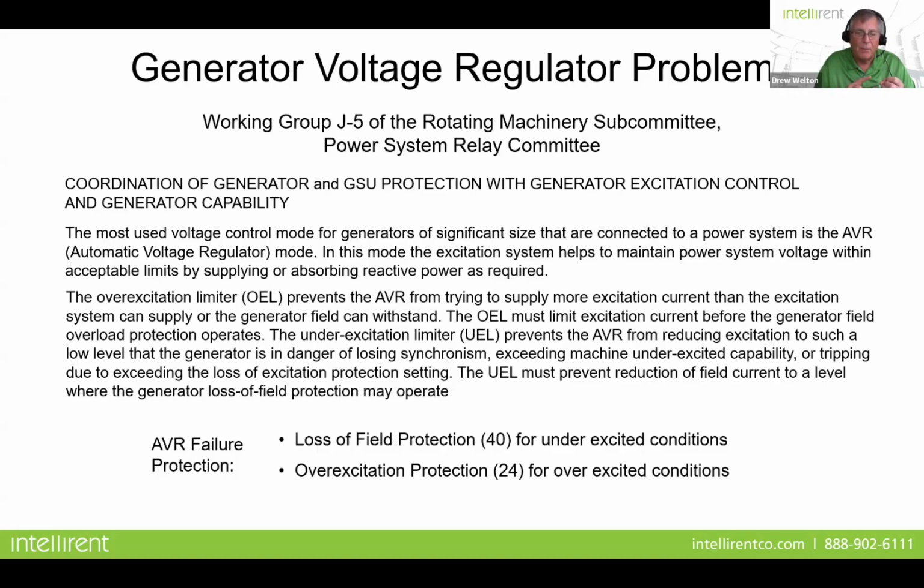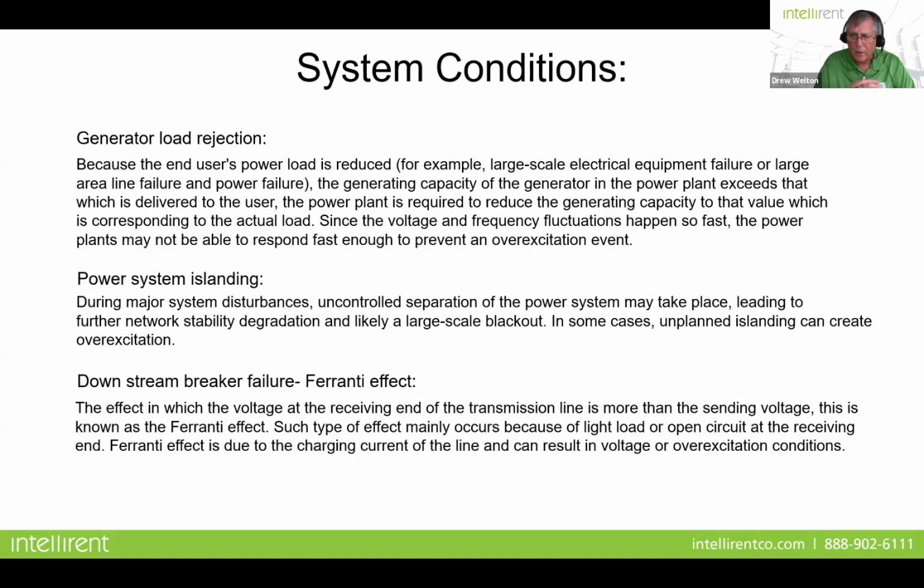We see underexcitation, which is your loss of field protection, and that's not something the transformer has to be concerned with. But then there's overexcitation, for overexcited currents, and the AVR, your automatic voltage regulator, can go haywire and create this situation. So again, this is something you'll usually see enabled on a GSU, but in EHV transmission systems, you may want to see volts per hertz enabled as well.